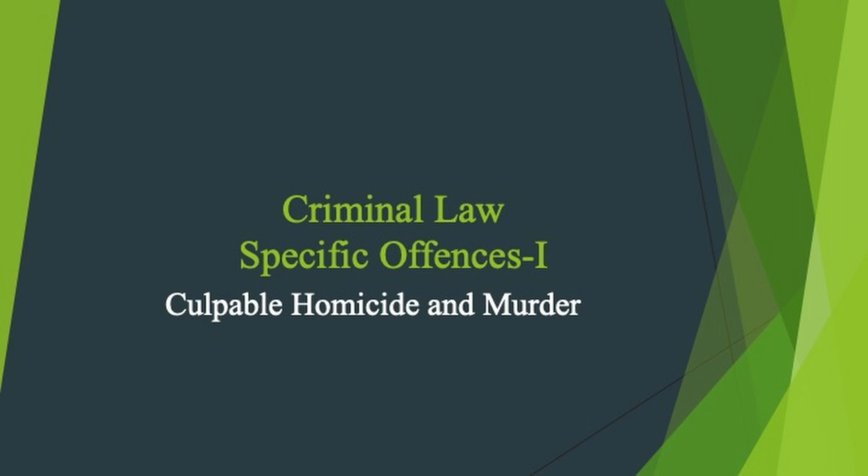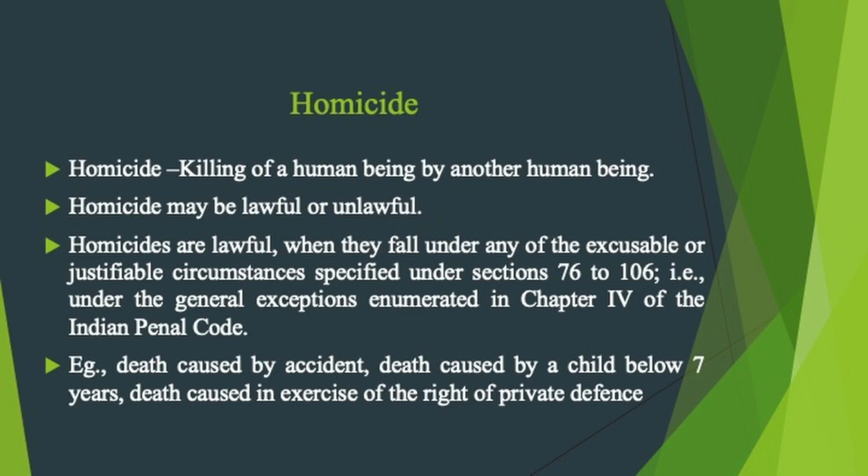Hello everyone. In this second series of presentations on criminal law, some important specific offences under the Indian Penal Code will be explained. The first in the series would be on culpable homicide and murder. All murders are culpable homicides, but all culpable homicides are not murders. Why? What are the elements which, when present, would make a culpable homicide amount to murder?